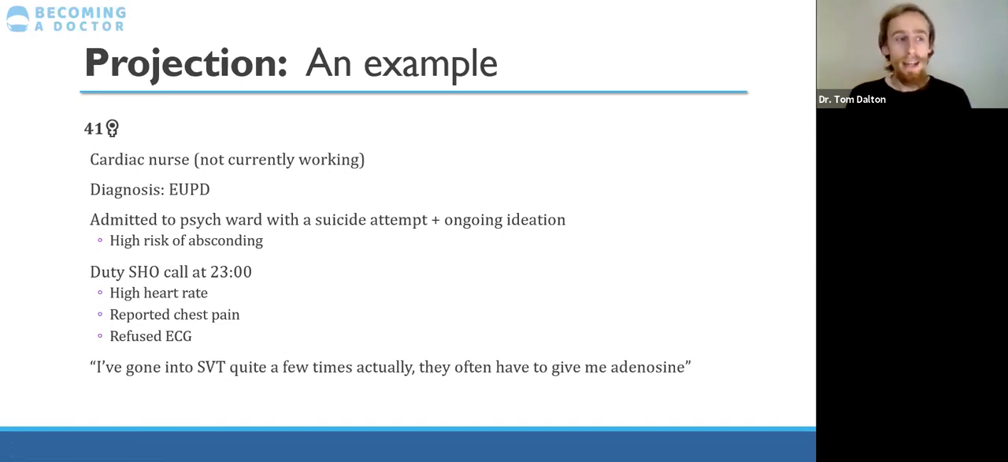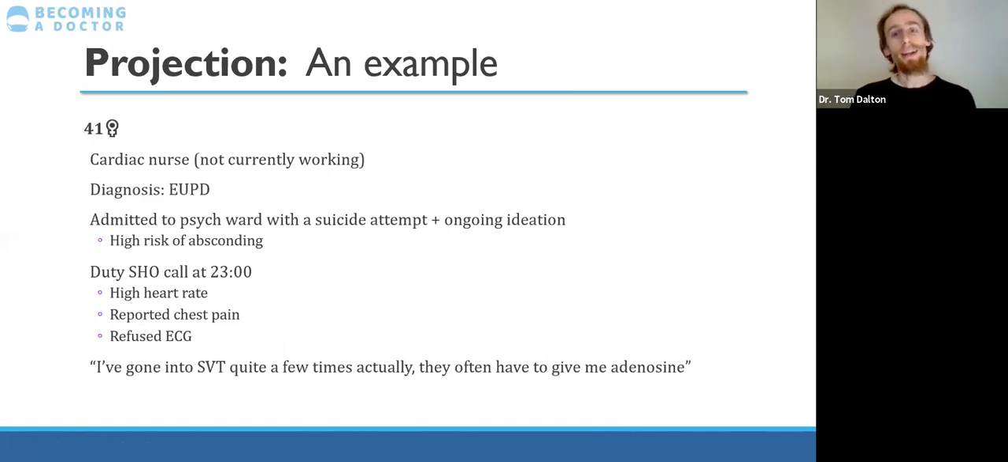Yeah, they often give me adenosine, and this is a treatment that has to be administered very much in a hospital under close supervision for supraventricular tachycardia. And you can't do this on a psych ward. You need a lot more medical stuff around than is generally available on a psychiatric ward.